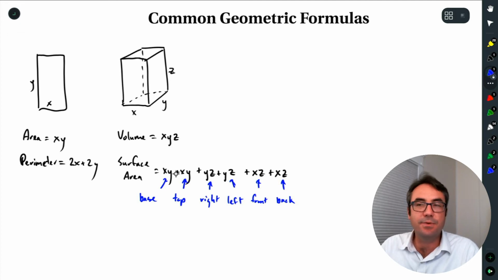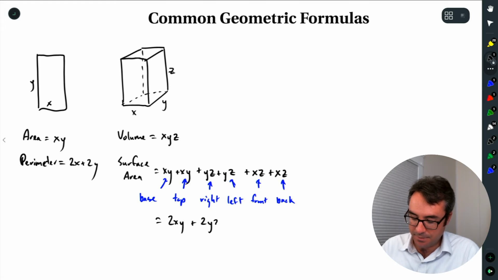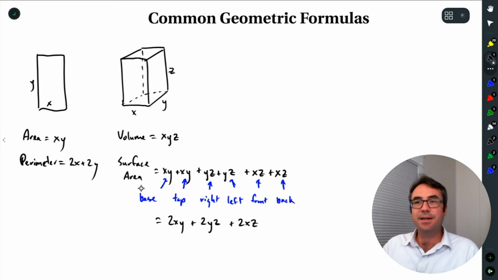You could probably simplify this down. So what do you get? You get 2xy plus 2yz plus 2xz. So this is the 3-dimensional analog for perimeter.